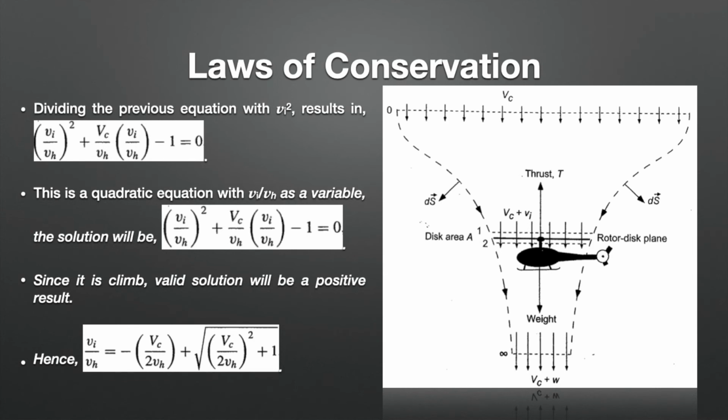Actually the solution for Vi by Vh will be both plus or minus, but here Vi by Vh must always be positive in the climb, so as not to violate the assumed flow model. That is why we consider only the positive Vi by Vh value.